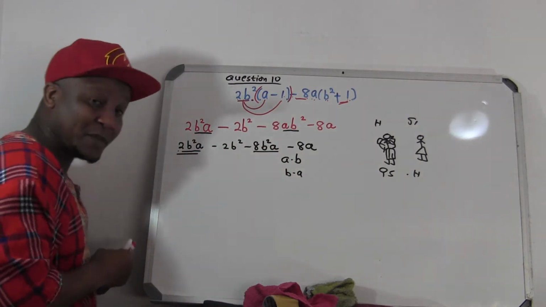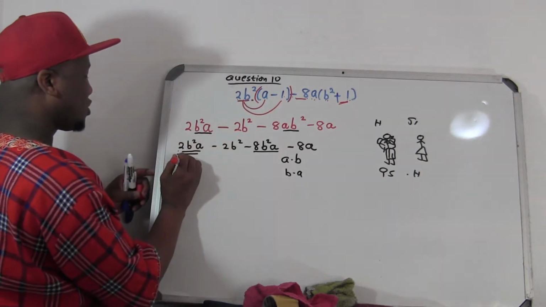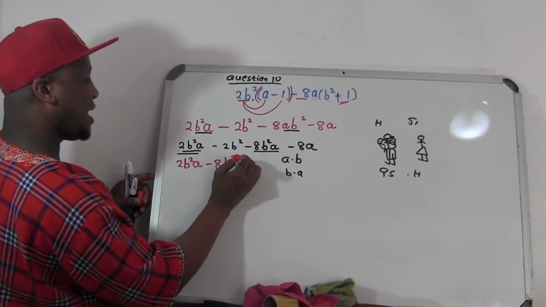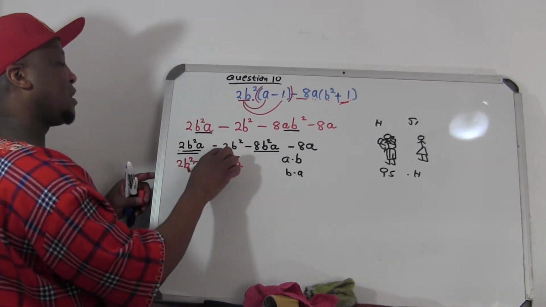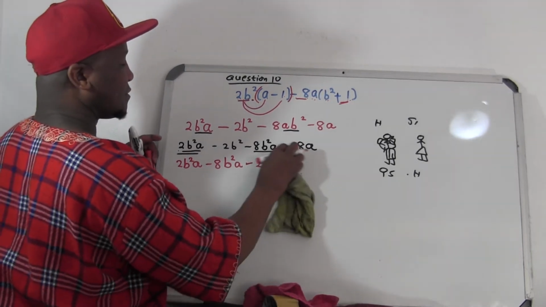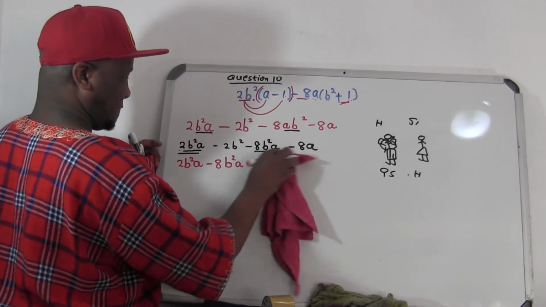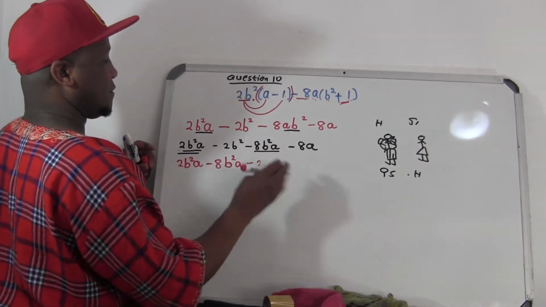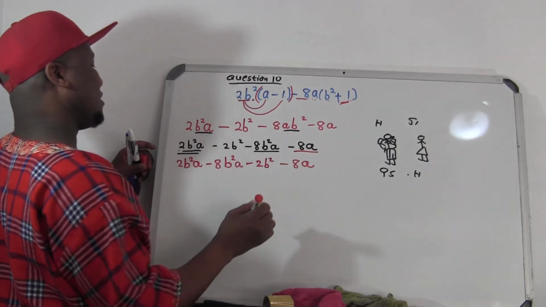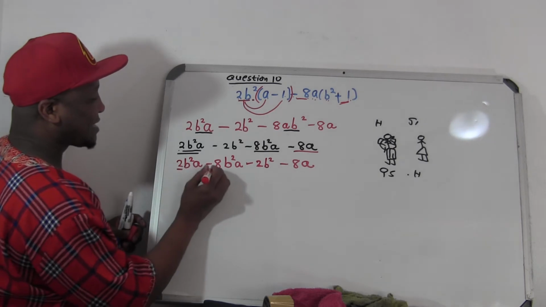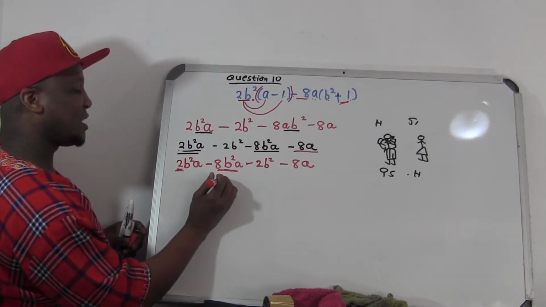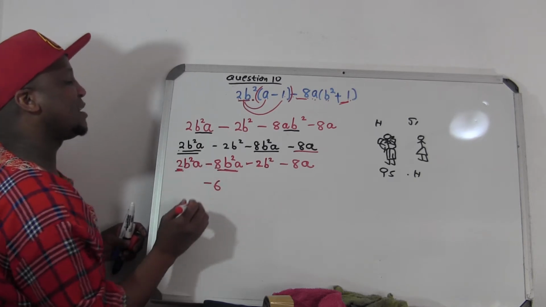So let's put them together. This is going to be 2B square A, and this is going to be 8B square A, and then we got this other term, which is minus 2B square, and then this minus 8A. So now look, if these are like terms, it's like saying 2 oranges minus 8 oranges. What are you going to get? You're going to get negative 6, because 2 minus 8 equals negative 6.